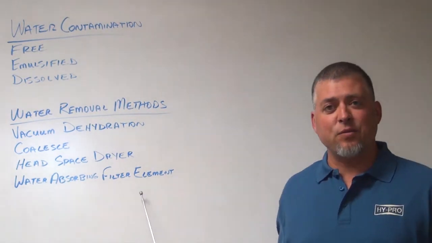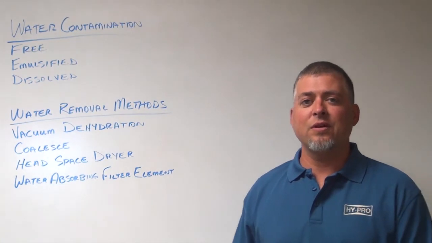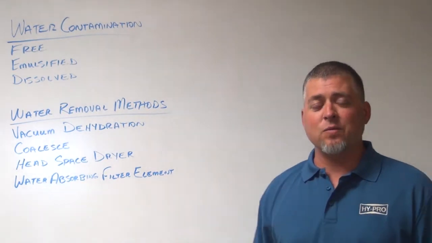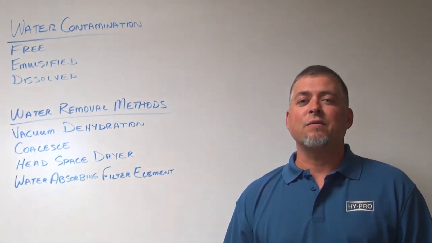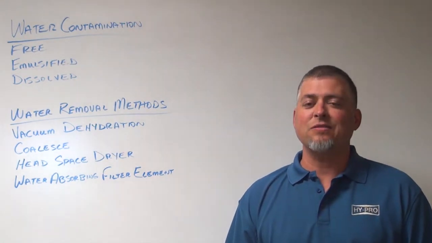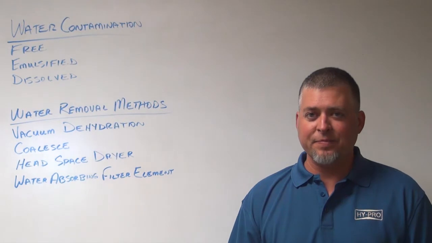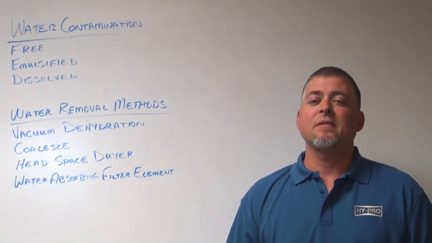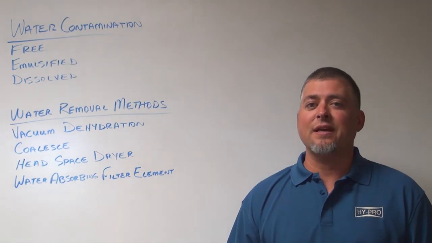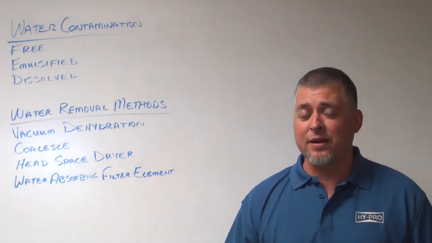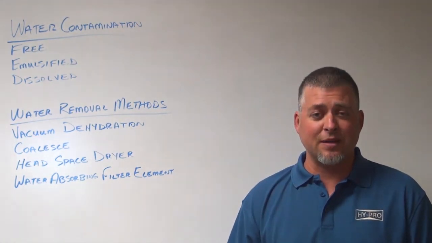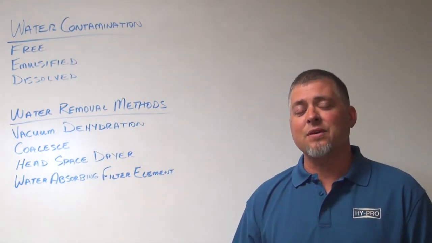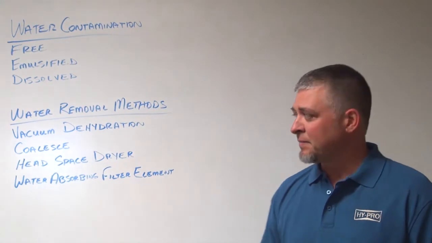Now we'll talk about the 4 different methods to remove water from oil. We'll start with water-absorbing filter elements. Water-absorbing filter elements can remove free water and a small portion of emulsified water. They have the advantage of being cheap up front, but the disadvantage is you create a product that needs to be thrown away. As your filter element or your spin-on canister fills up with free water, it reaches a point where you have to remove it and throw it away.